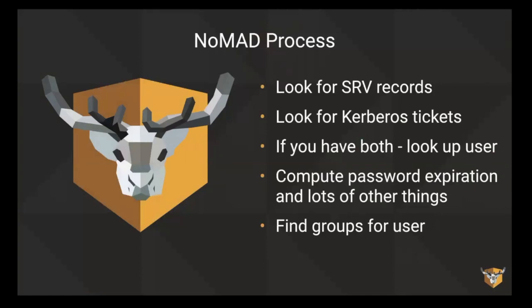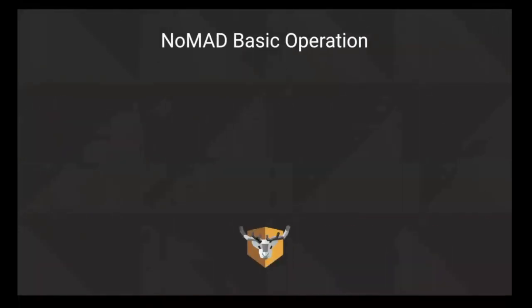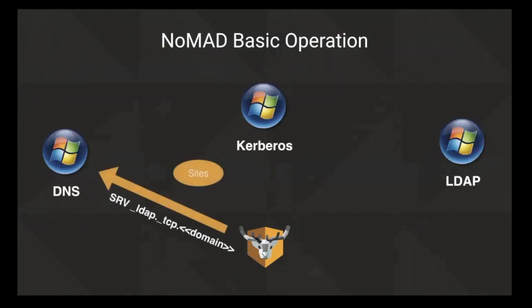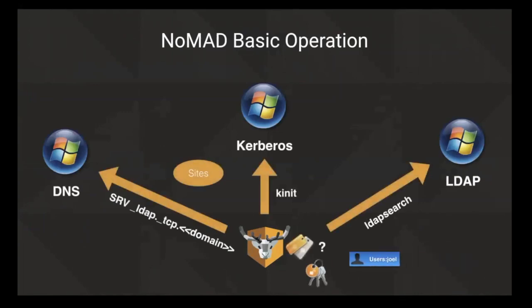Then we'll look up the user via LDAP, get the user information, and then we do a number of things from there. Compute password expiration, find the groups, lots of stuff there. And to see it a little bit more graphically, here's the major players there: DNS, Kerberos, and LDAP. NoMAD kind of sits in the middle, and again, does the SRV lookups. You can replicate this using the dig command, dig -t SRV, and then the name of your domain, _ldap._tcp.domain. If it can find the DNS records for your domain, we assume we can contact AD.